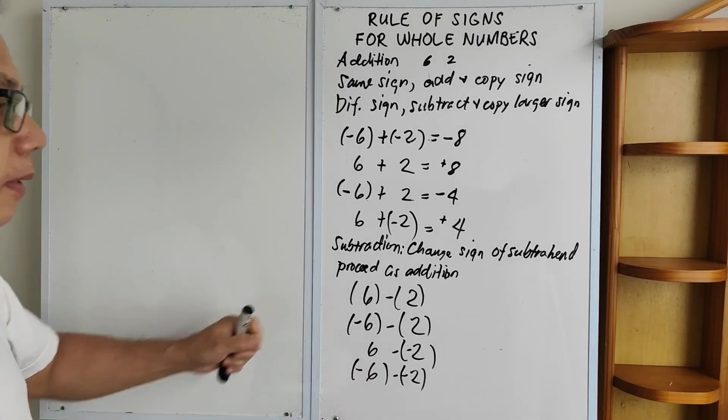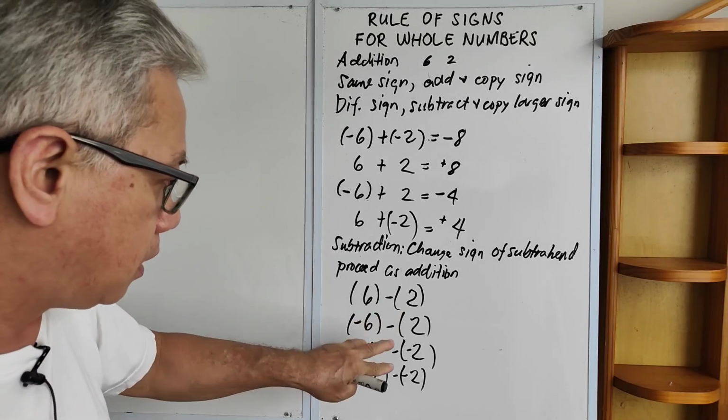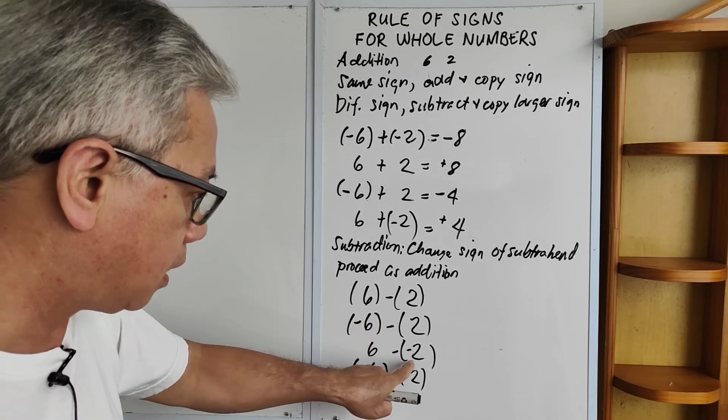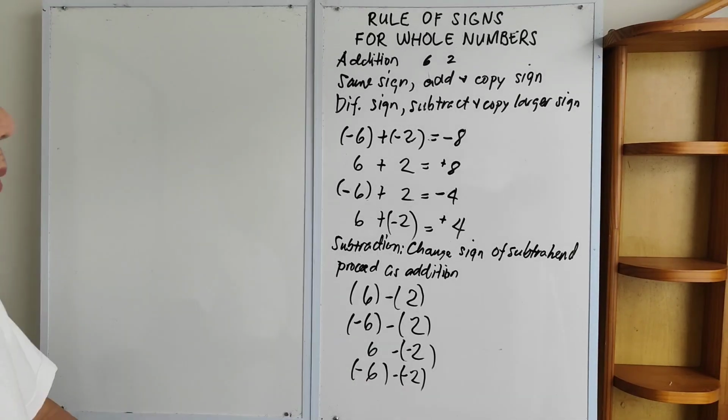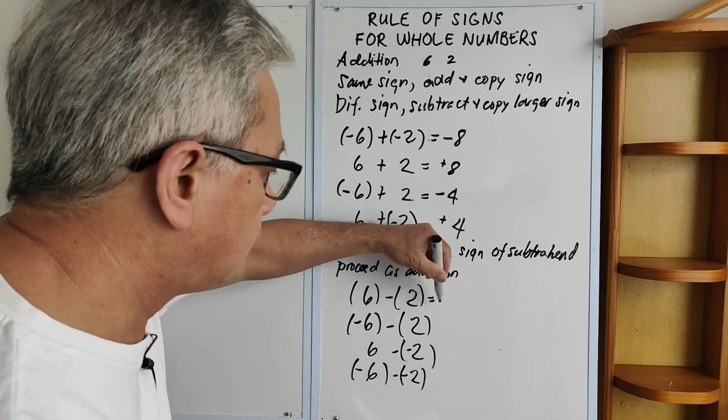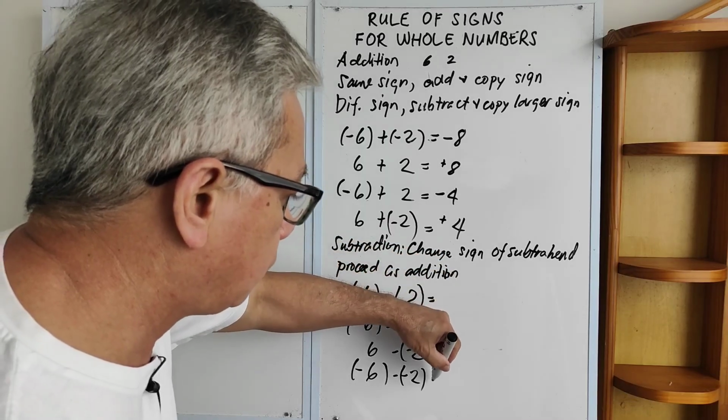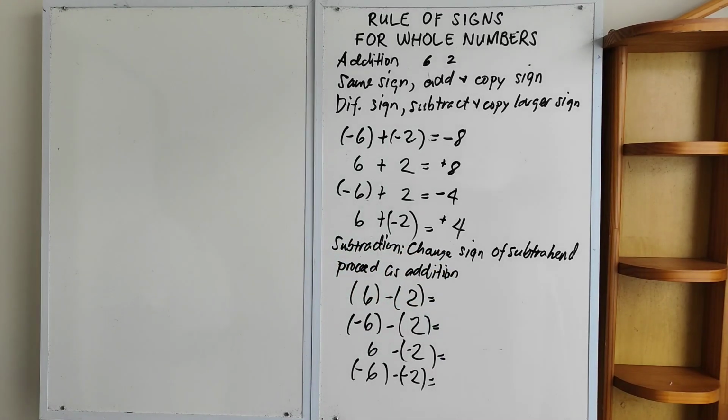So these are both positive. This is one negative on the first term. This is negative on the second term. This is both negative. Now, it is important to rewrite. You do not do a shortcut. Otherwise, you'll make a mistake.